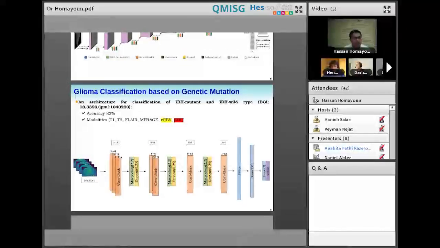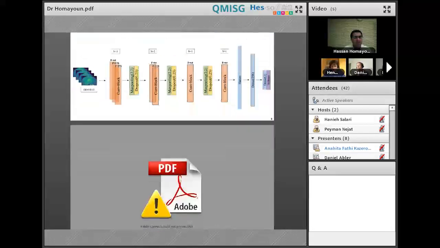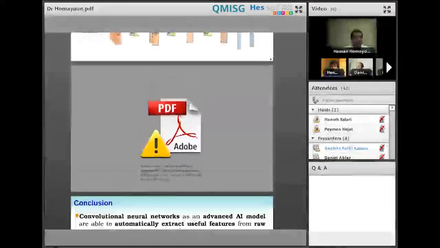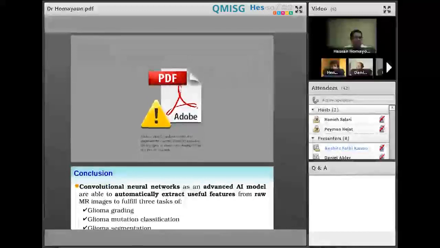Another one of these architectures is used to classify genetic mutation of glioma. IDH mutant and IDH wild types are classified with an accuracy of 83% based on these modalities. From these modalities, CBV performs better than the others. This is a place where we can state that artificial intelligence can help to develop new biomarkers.